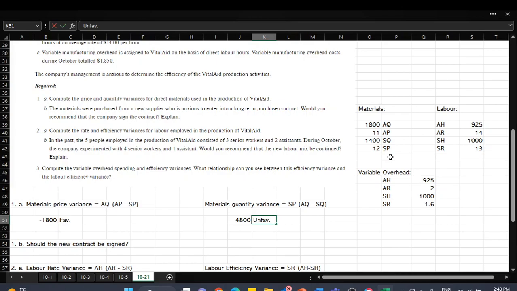Did I put that in correctly? Something looks off. Sorry, just give me 1 second.